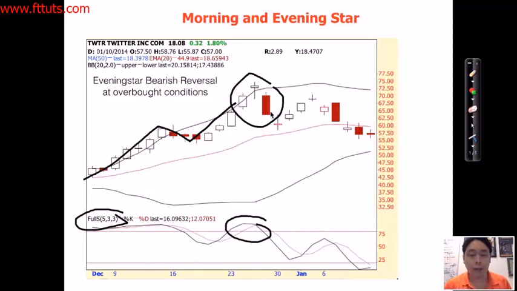So there you see the candlestick pattern, right? Bullish candle, gap up, small candle body, okay? Gap down, boom, big bearish candle, and we see a reversal all the way down, okay?